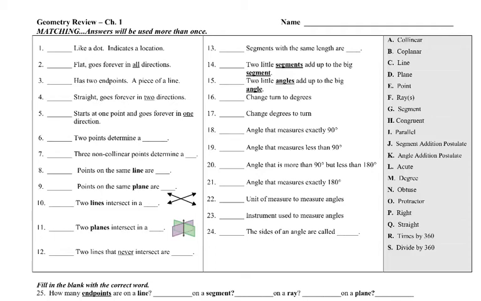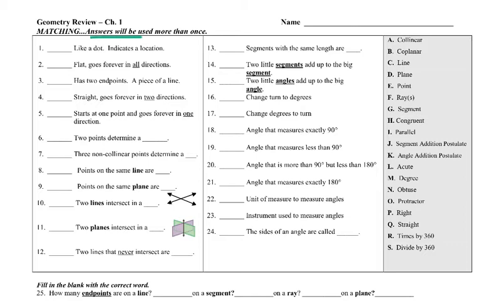I thought it would be helpful to do some of these problems on the review together. The test has a matching bank just like this. In fact, it's just a shorter version. The questions are the same. They're just not all of them on the test. So like a dot, wouldn't that be point?